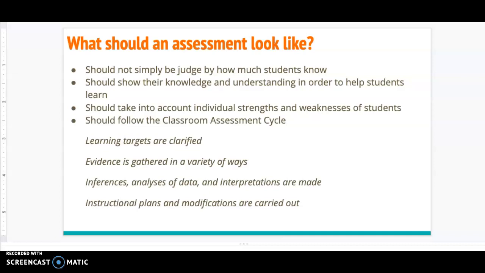The cycle goes like this. First, learning targets are clarified. As we are teaching, the evidence we gather is done in a variety of ways, so we don't use just one way, we use a variety of ways to gather evidence. We should be able to find and make inferences, we should be able to analyze the data, and we should be able to interpret. Lastly, we should be able to create instructional plans and modifications based off the data we receive.